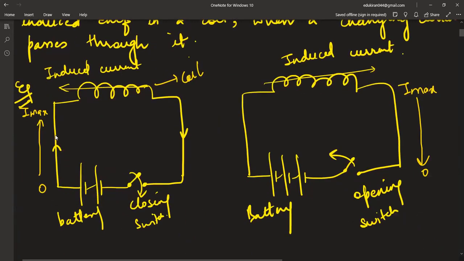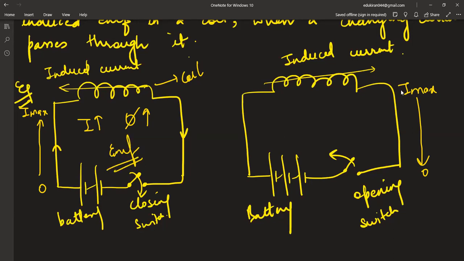Now see this case. This is a coil which is connected to a switch and a battery, and the wire is closed. What happens as soon as the switch is closed? When the switch is closed, the current increases from 0 to maximum value. Magnetic flux increases, there was a coil, and so an EMF is produced.